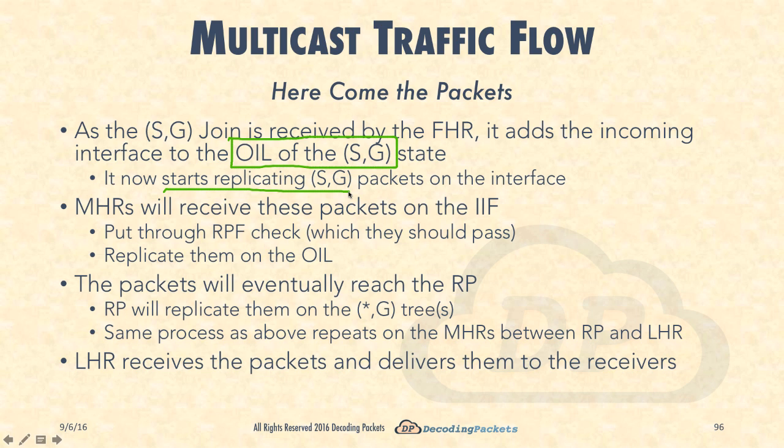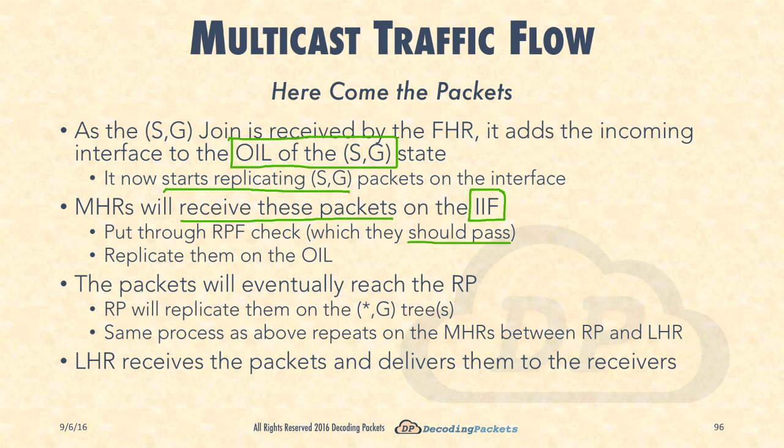And it is replicating it on that OIL. Well, that OIL is connected to the MHR, right? So the MHR will receive these packets. The middle hop routers should be receiving it on their IIF if the tree was built correctly. They also put this through the RPF check. Once again, if the tree was built correctly, the packets should pass the RPF check.